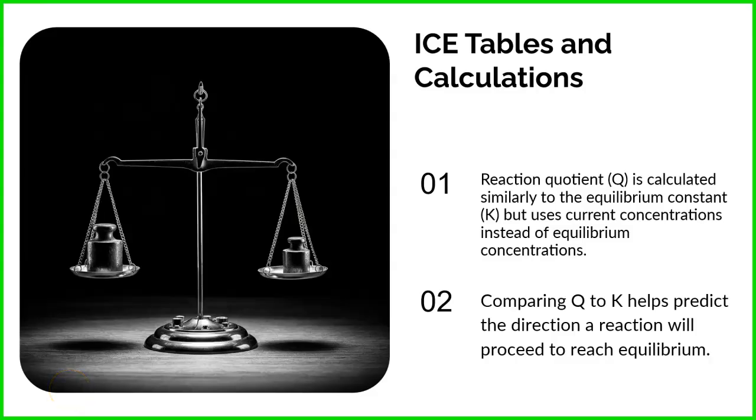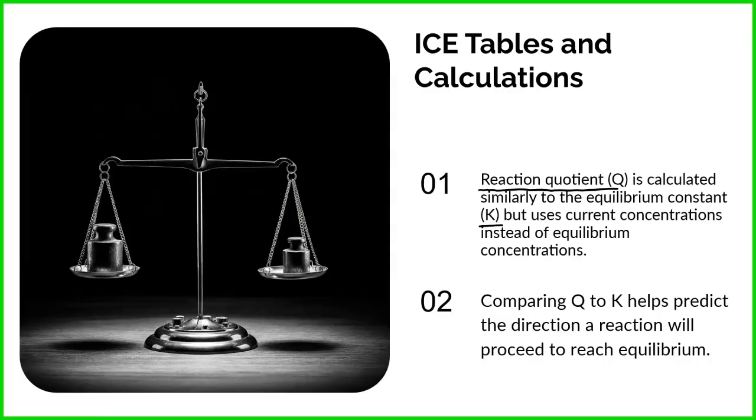We're going to compare Q and K. Our reaction quotient is called Q. It's calculated really similarly to how we just calculated K. The only difference is that the reaction quotient uses current concentrations instead of equilibrium concentrations. Meaning like, if you think about the paper wads, as you were throwing them back and forth, we stopped every 5 seconds.